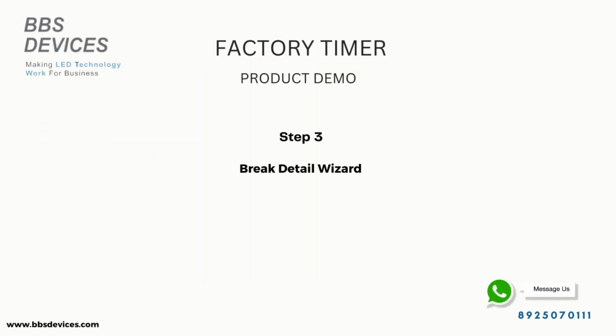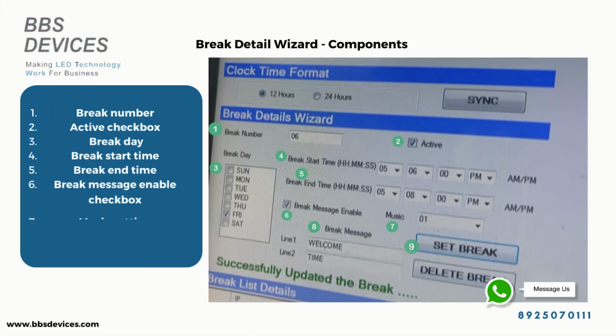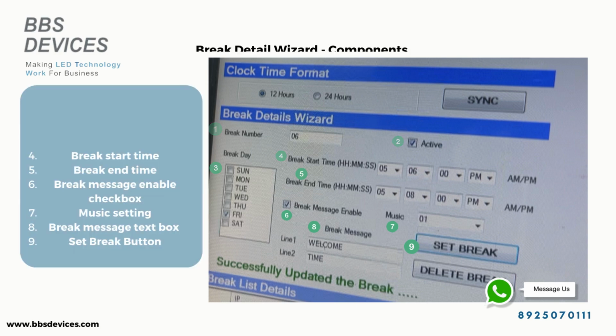The next step is to configure the break detail wizard. In the break detail wizard, the components such as break number, active checkbox, break day, break start time, break end time, break message enable checkbox, music settings, break message text box, and set break button are available. Let's look at it one by one.